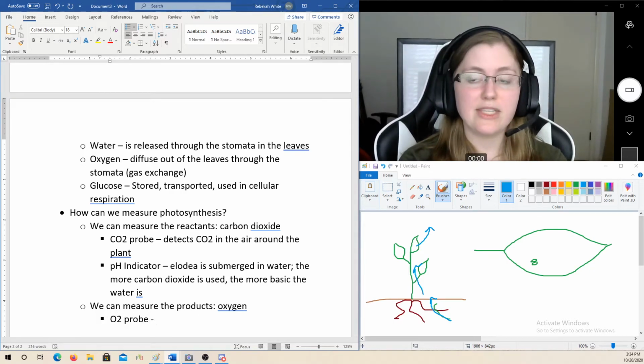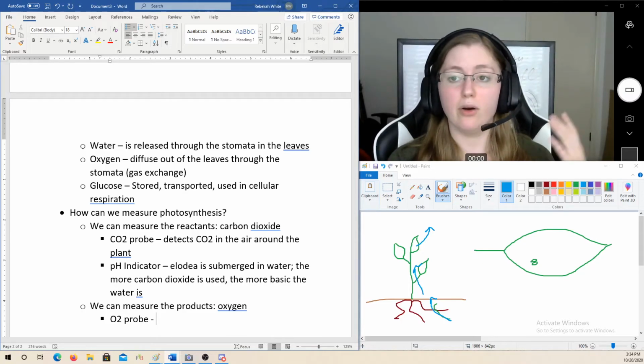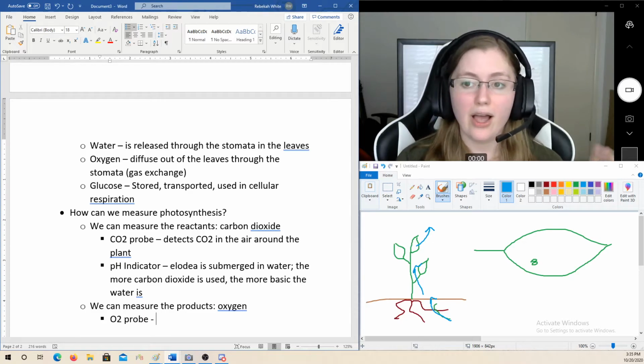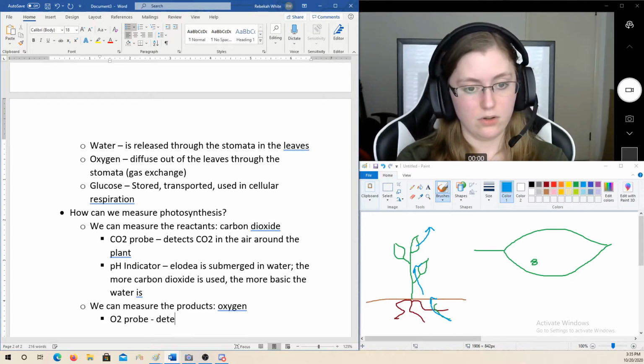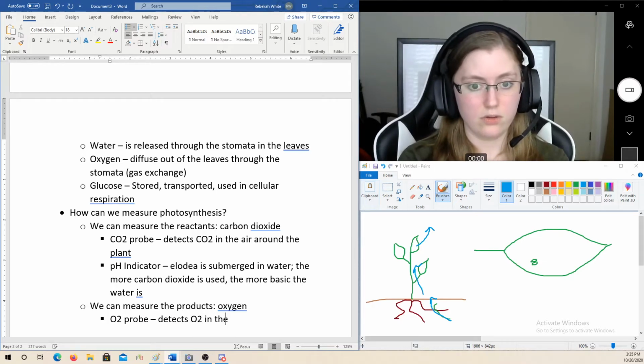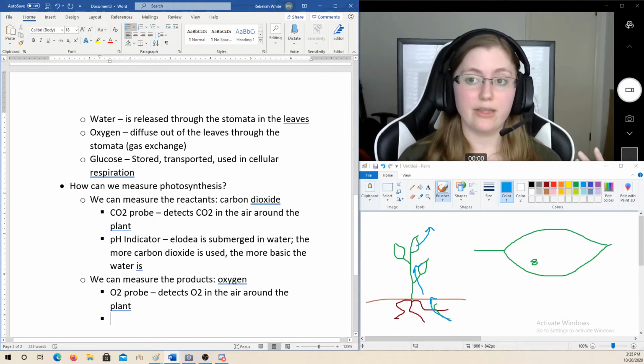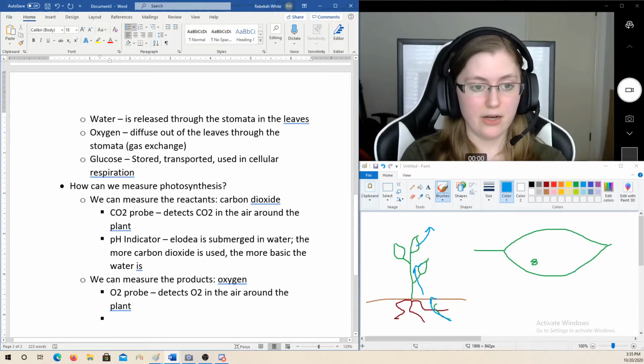So this is the same setup. You put your plant in a sealed chamber with the oxygen probe. It's going to detect how much oxygen is in the air every few seconds. It's going to give you that same quantitative result. And then we can do a similar process using the submerged plant Elodea.